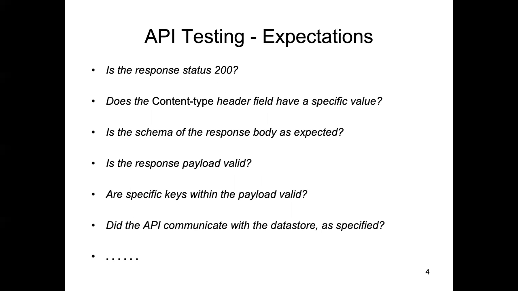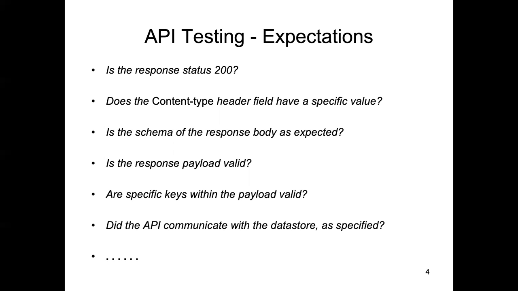Now, in terms of expressing expectations in our API testing code, these are just some of the things that we might be stating expectations about. The first one there, we want to be able to express whether the API returned the right status code or not. Did it?